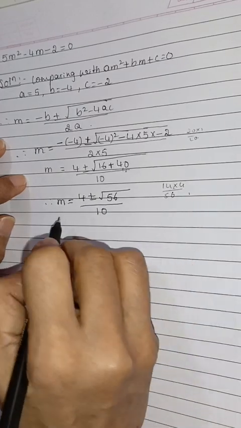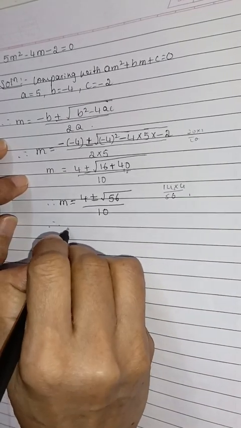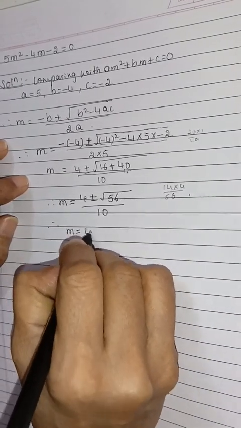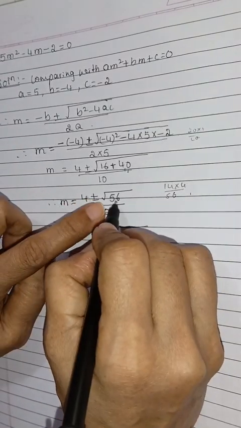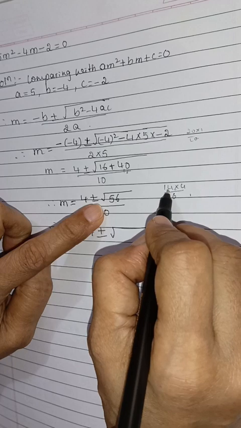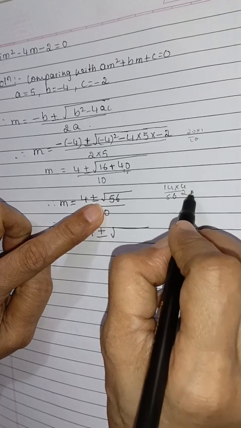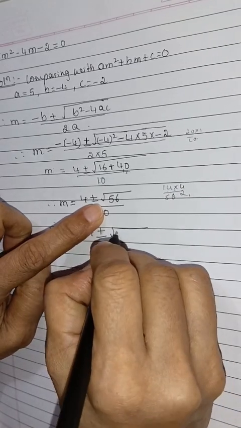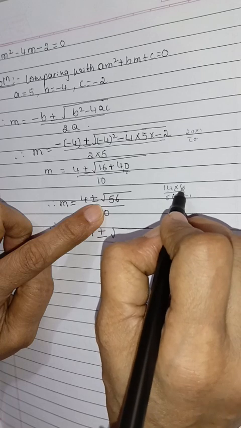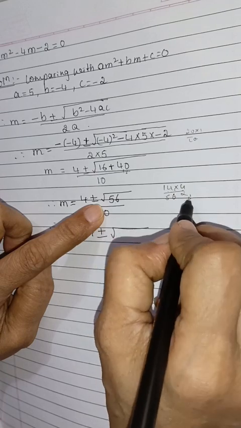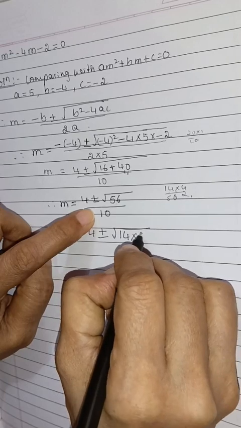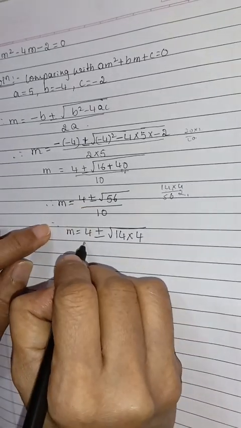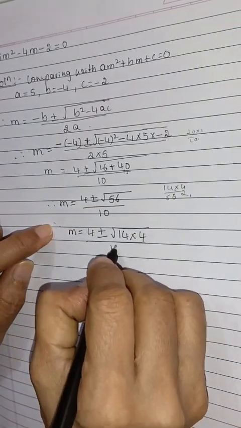See, therefore m is 4 plus or minus the square root of 56. We can divide 56 in this way, so that 2 we can keep out. Okay, so 14 multiplied by 4, how much? 4 4s are 16, 1 4 is 4, 1 5 56. So 14 multiplied by 4 divided by 10.